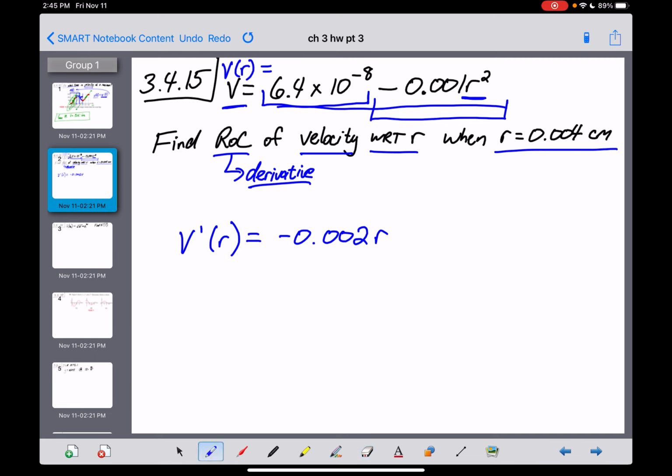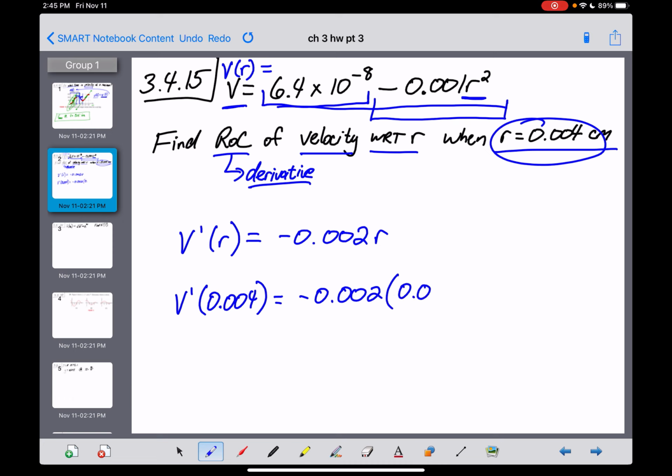And now they want us to evaluate the derivative at this value here. So v prime of 0.004, this is going to be fun, is negative 0.002 multiplied by 0.004, and oh my gosh, that's a lot of zeros right there. A negative times a positive will be negative.